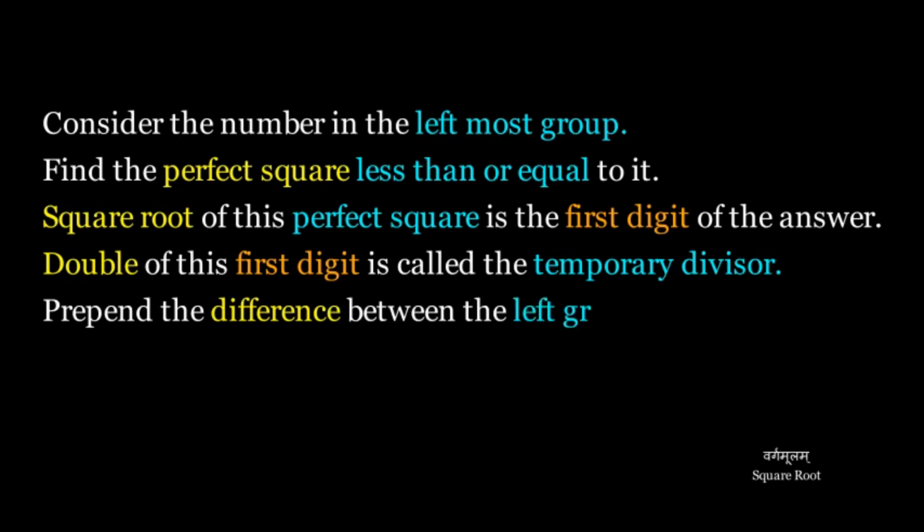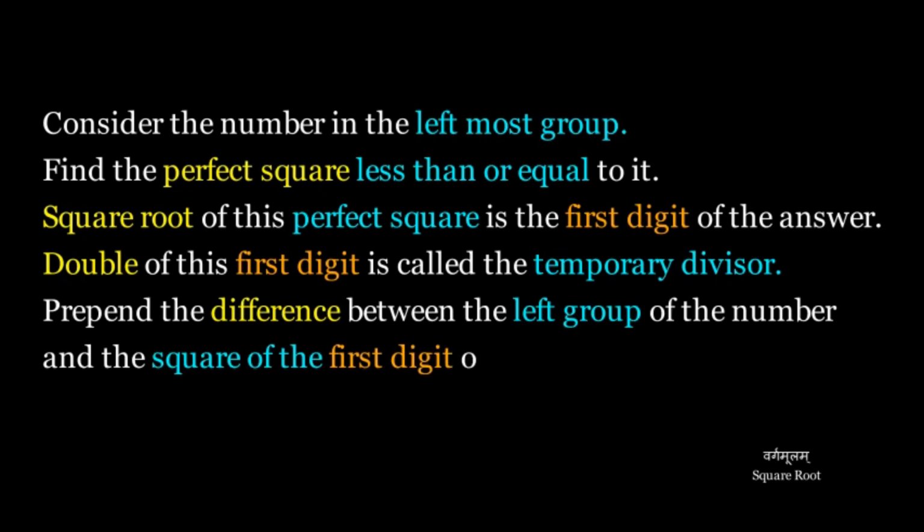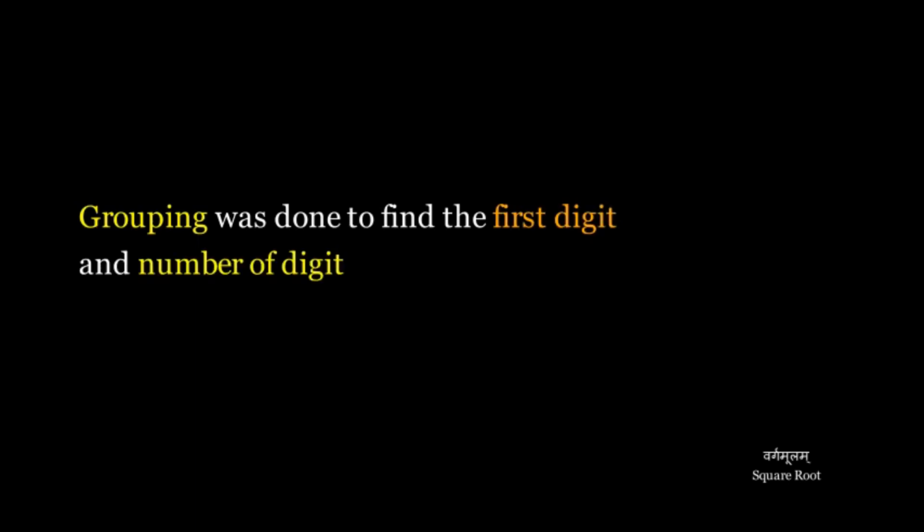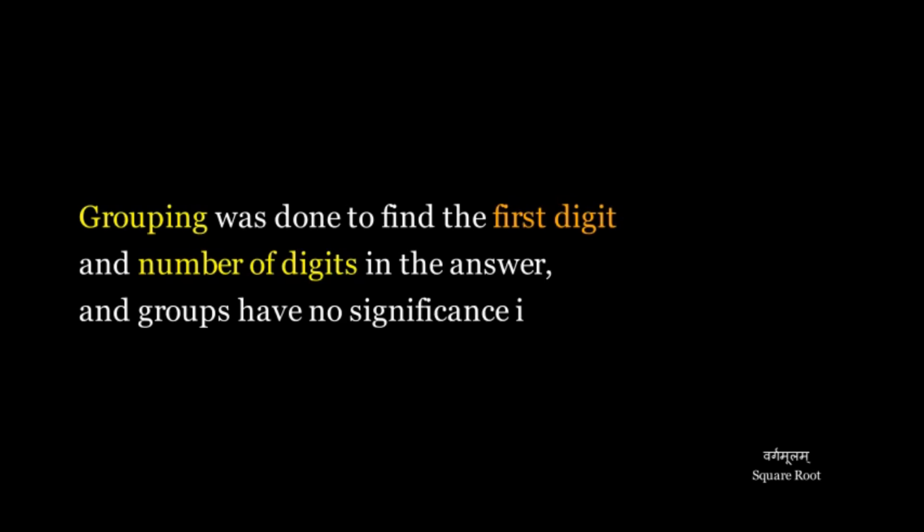Prepend the difference between the left group of the number and the square of the first digit of the answer to the next digit of the number as carry. Grouping was done to find the first digit and the number of digits in the answer, and groups have no significance in the rest of the process.